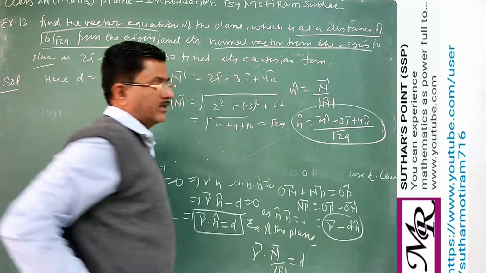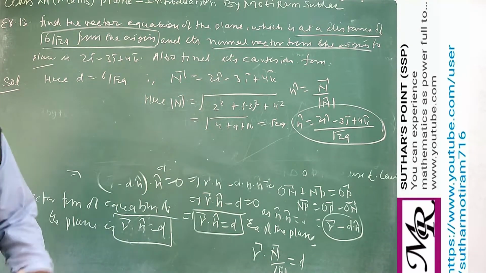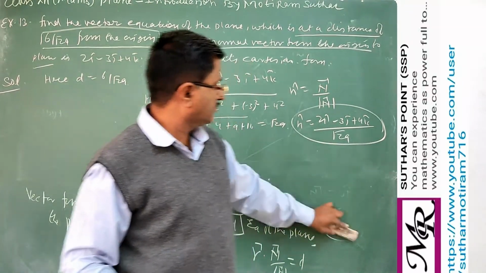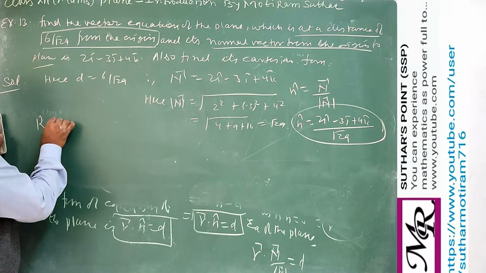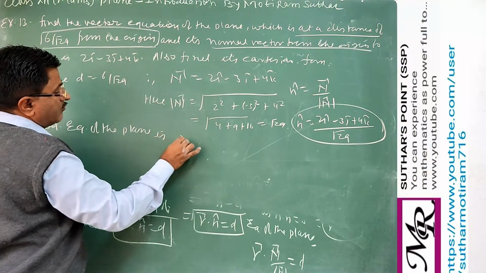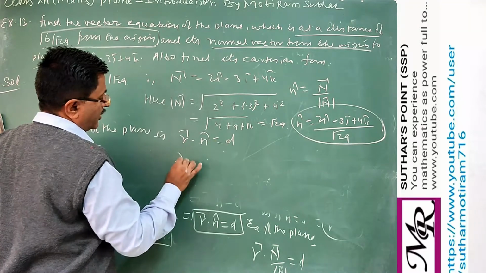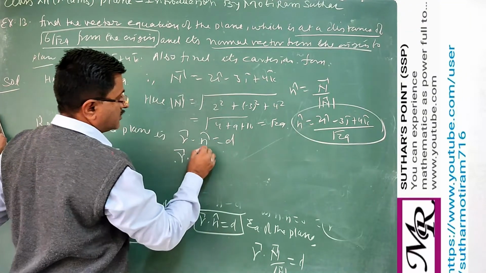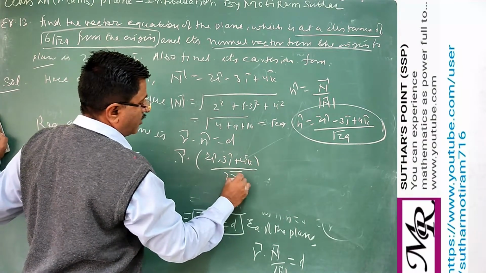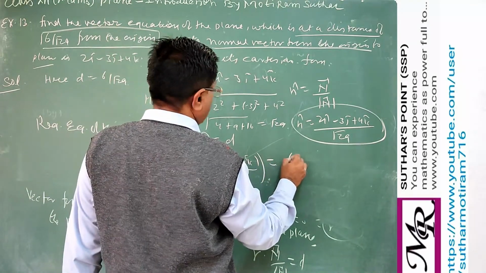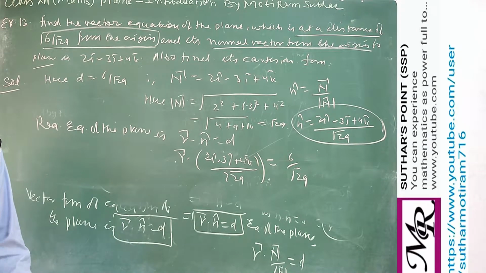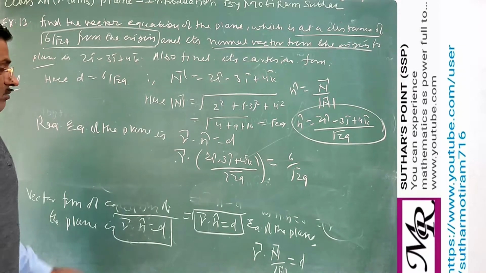So this is the unit normal vector. Correct? So we get the required equation of the plane by the formula: vector r dot n cap equals d. We put this in: 2i minus 3j plus 4k divided by root 29 equals d, already given as 6. So this is the required equation of the plane in normal form.